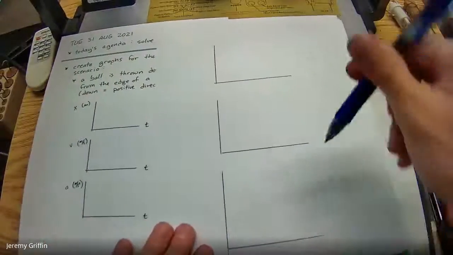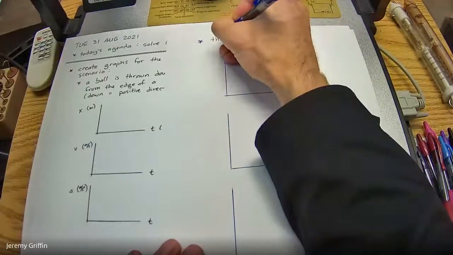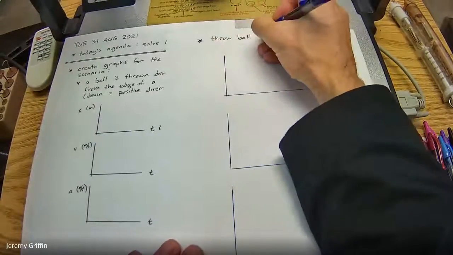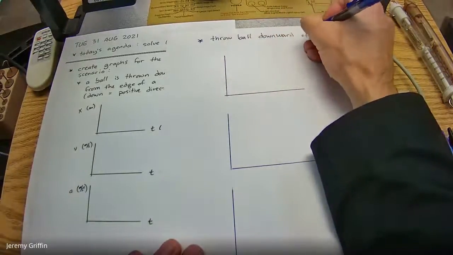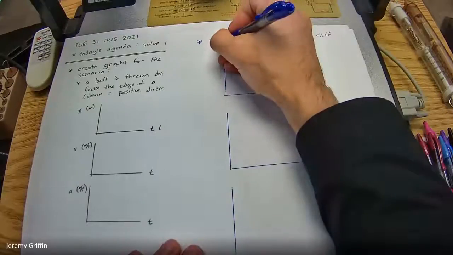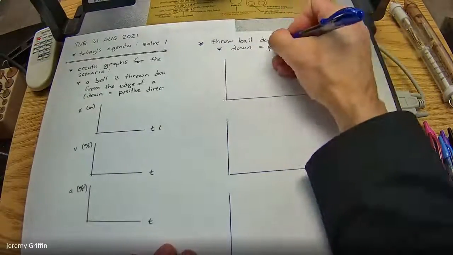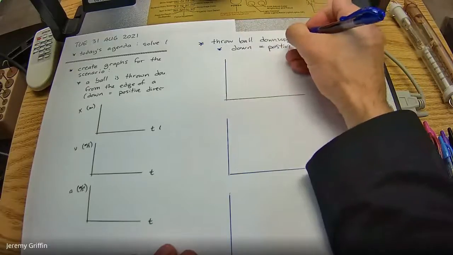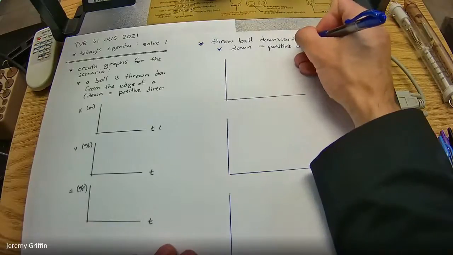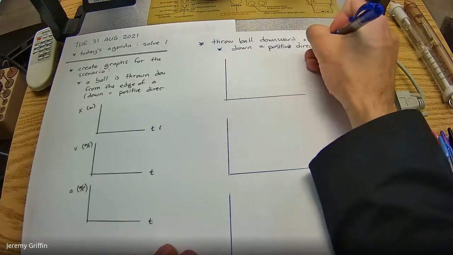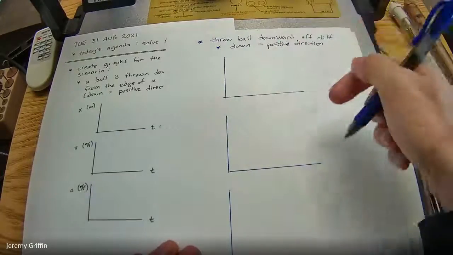Okay. All right. So the scenario is: throw a ball downward off a cliff. Okay. We're going to say down is the positive direction. That's arbitrary, but we've got to pick a direction. We've been doing this all along, so let's just stick with that.